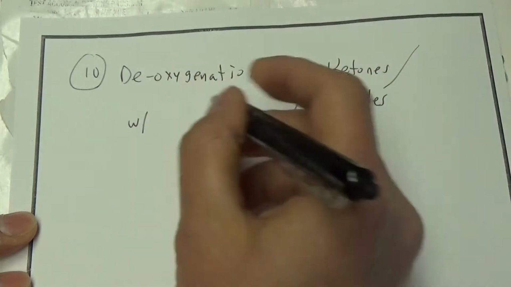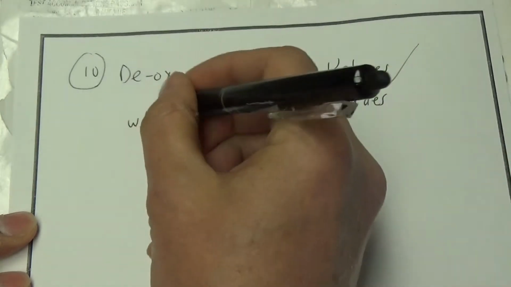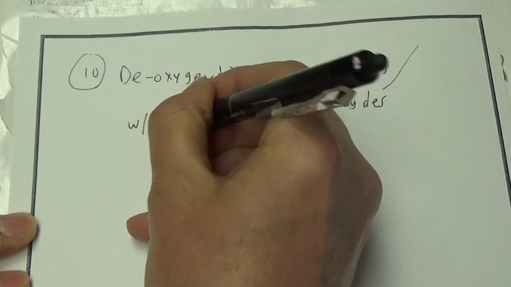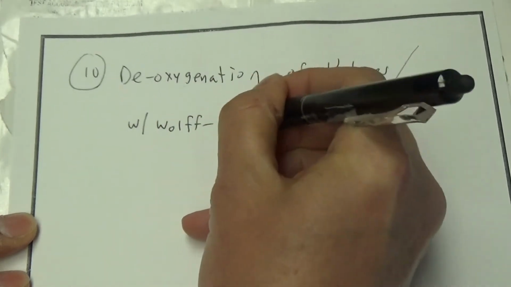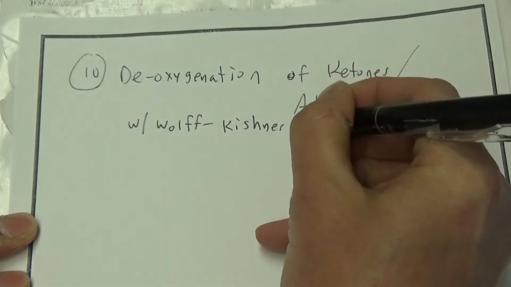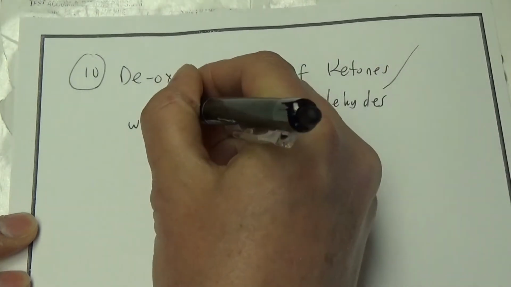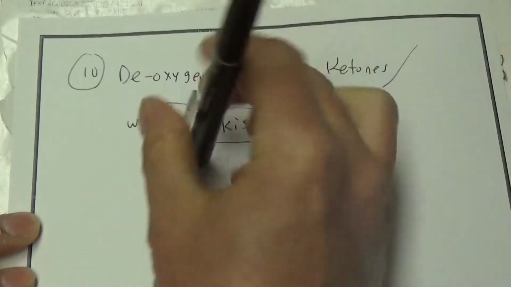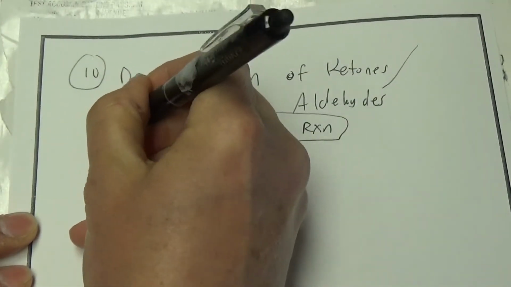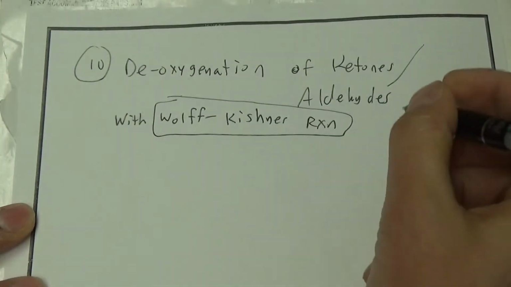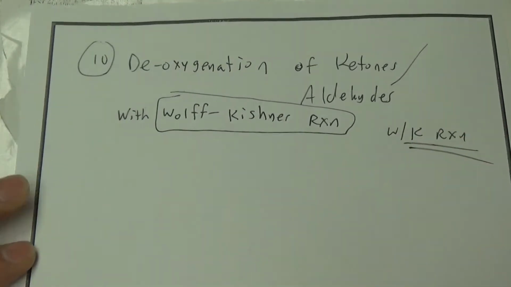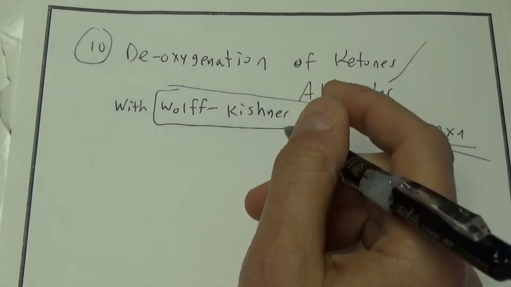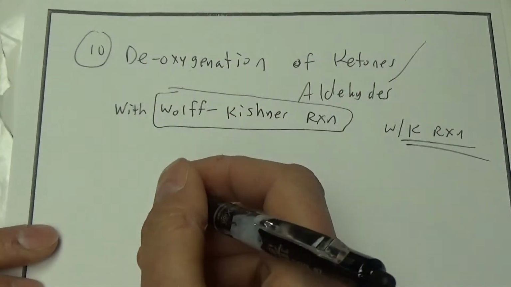It's deoxygenation of ketones and aldehydes with the Wolff, two F's, Kishner reaction. So the name of the reaction is the Wolff-Kishner reaction. Wolff-Kishner. Sometimes they abbreviate it the W/K reaction. Wolff-Kishner reaction. All right. Okay, so what's the basic idea and what's the mechanism?